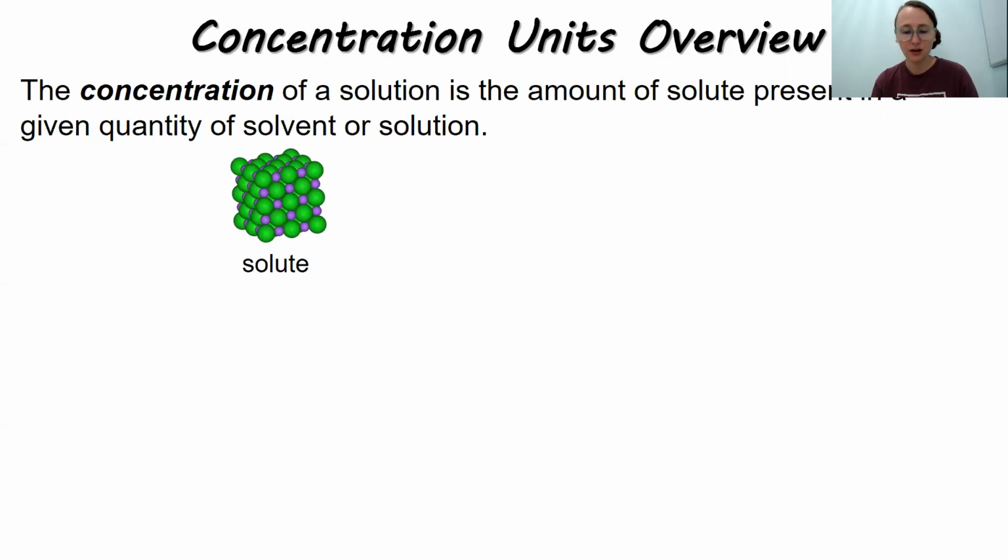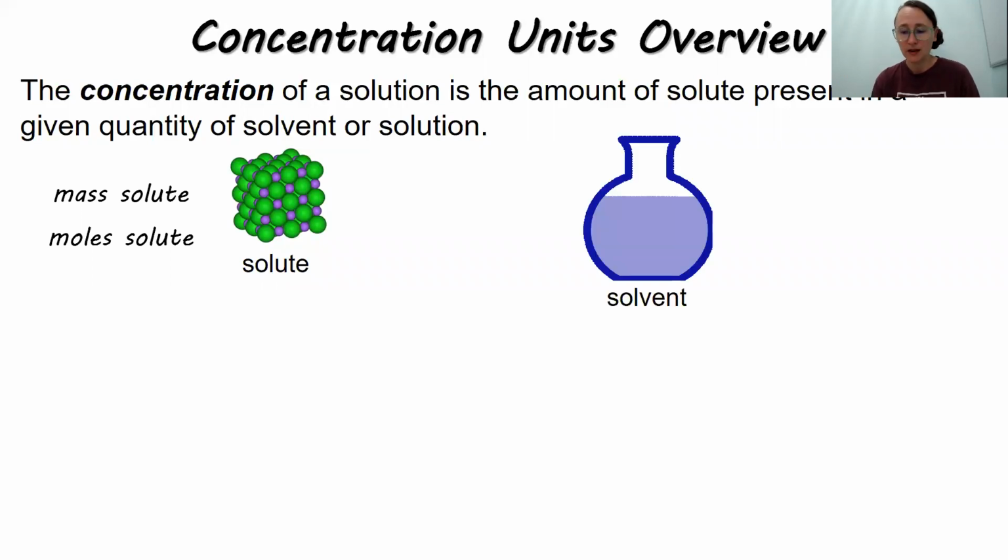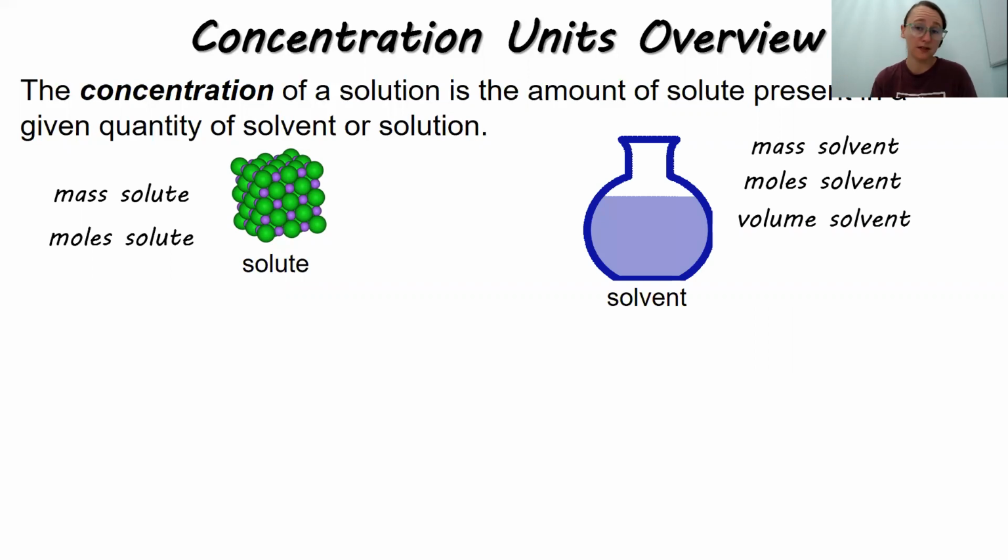So you have the solute, and for the solute, it's usually a solid or a liquid, and you might know the mass of it. And then you could also calculate the moles of that solute using the molar mass. The solvent, in our case, is going to be a liquid like water, or maybe ethanol or some other organic solvent. You might be able to know the mass of the solvent and therefore the moles of the solvent, or the volume of the solvent. Those would be common ways to measure it.